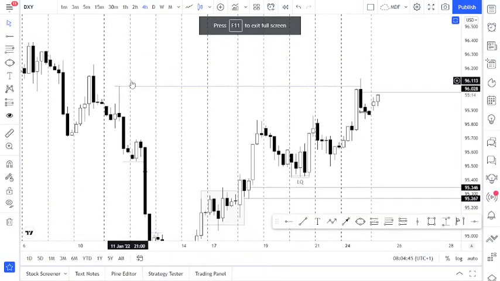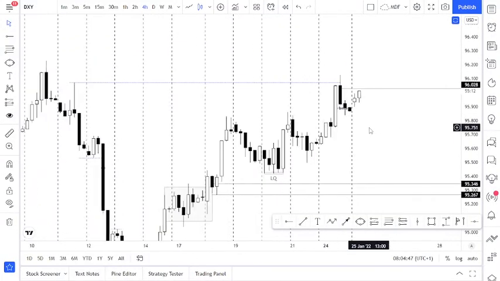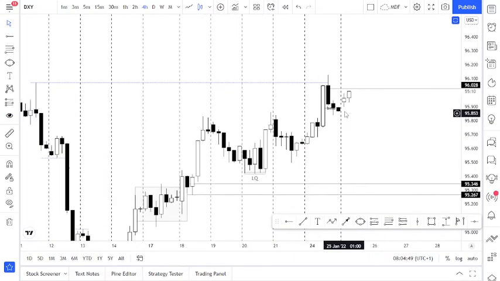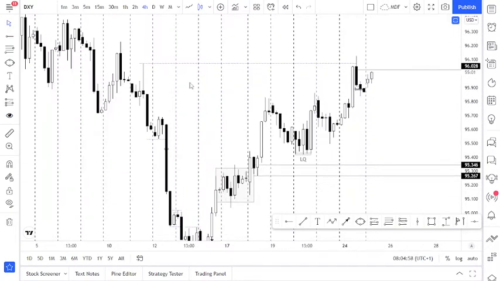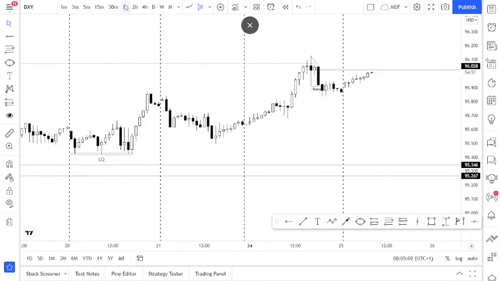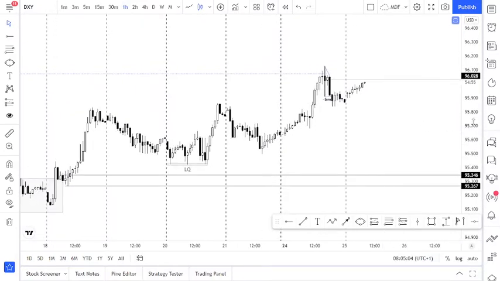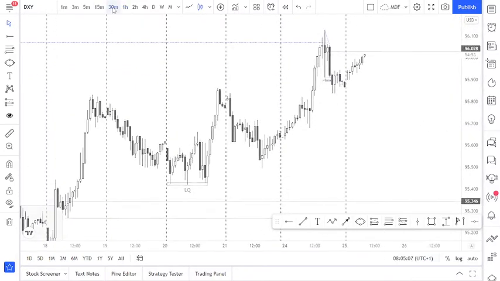Immediately they took out liquidity here, what did they do? They dropped, coming back to close below. So I'm not seeing anything yet that is going to make the dollar index sell on this region. But if you come down to the 1 hour time frame, is it 1 hour? No, it's actually 30 minutes.